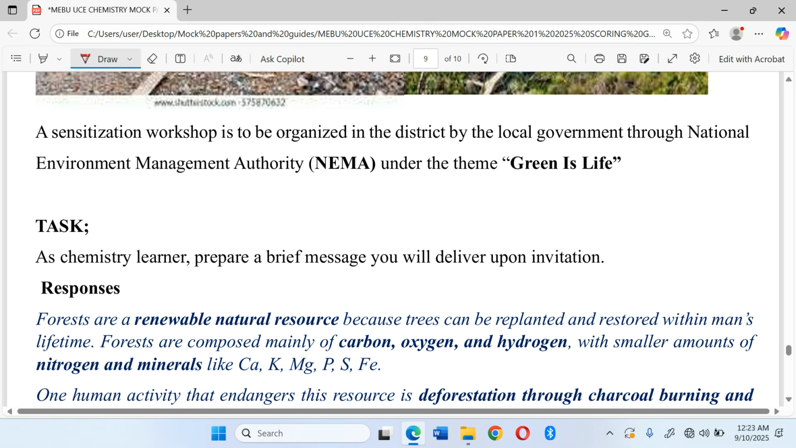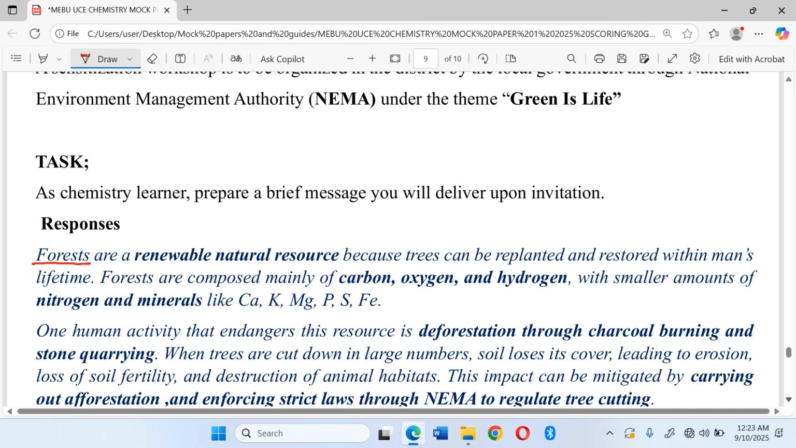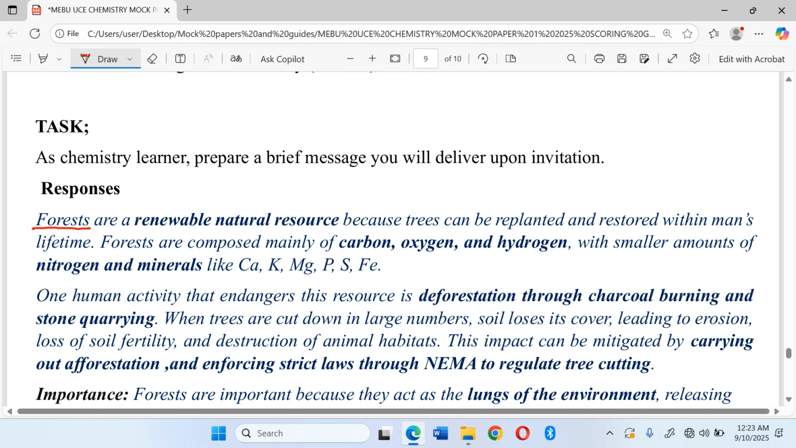When we talk about forests, why are we talking about forests? Forests will be affected when these people are carrying out charcoal burning, because when you do charcoal burning, we have to cut down the trees. So for me, I've chosen trees. You can choose any other, and then maybe stone quarry. And then after that, you can share your responses in the comment section so that I'm able to check and also score you to see how far you are.